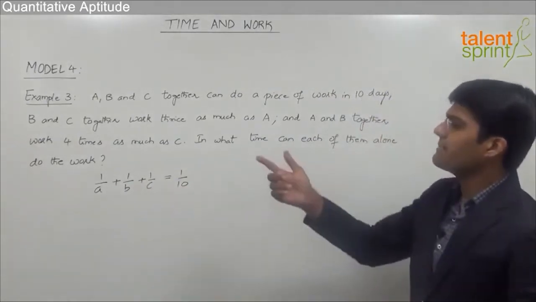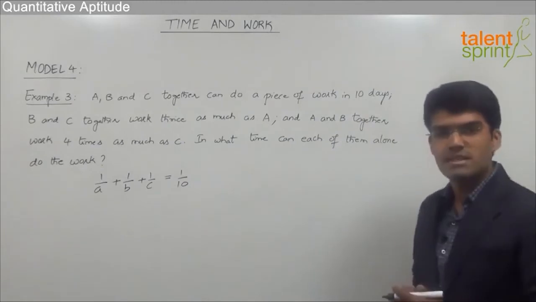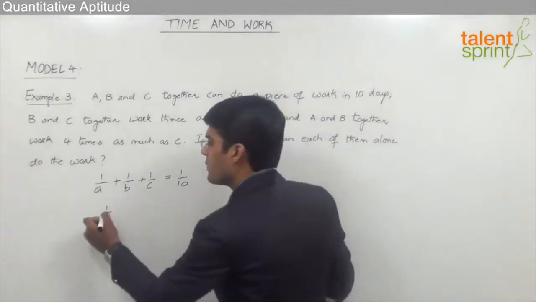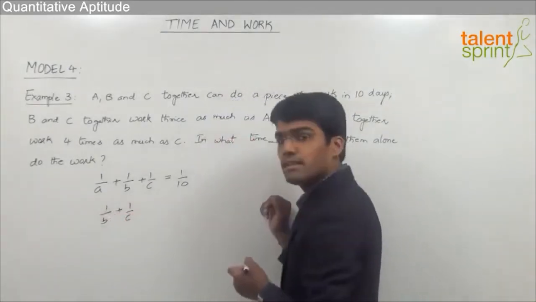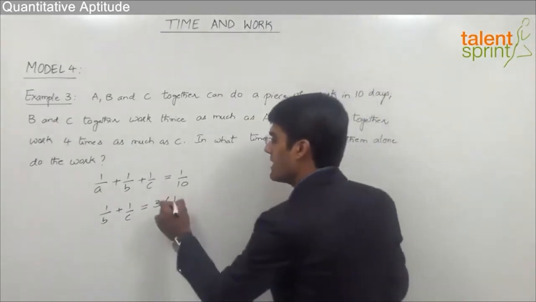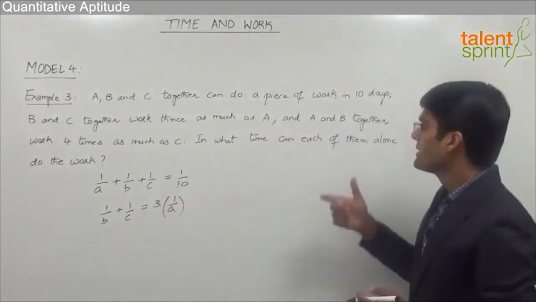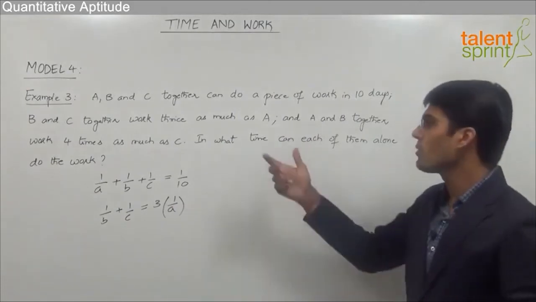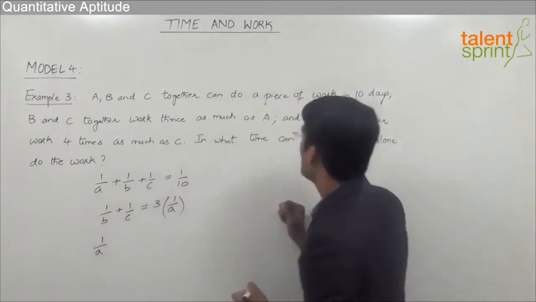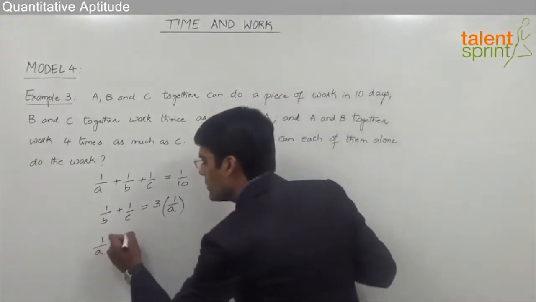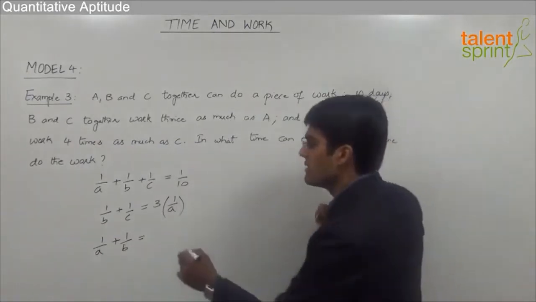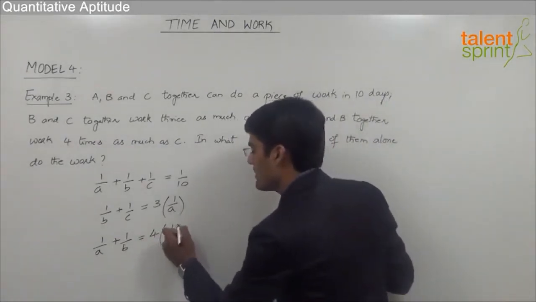Now the second statement is B and C together work thrice as much as A. So again, going by their work done in one day, we can say that 1/B + 1/C should be equal to 3 times the work done by A, so 3 by A. And the third statement is A and B together work 4 times as much as C. So again, going by the one day concept, the work done by A in one day is 1/A and by B in one day is 1/B. This should be equal to 4 times the work done by C, so this can be taken as 4 into 1/C.